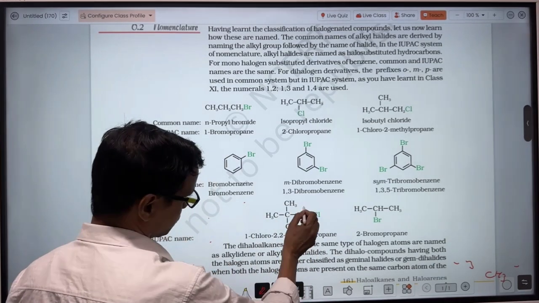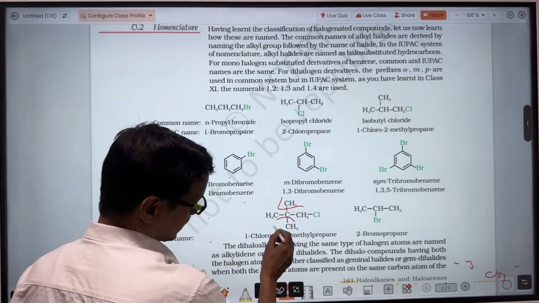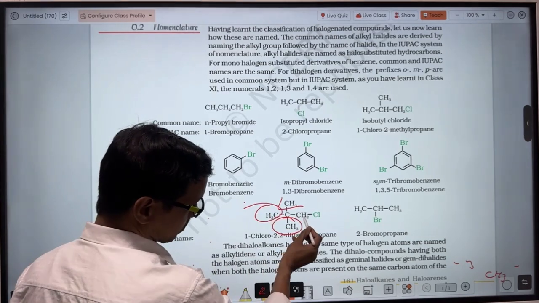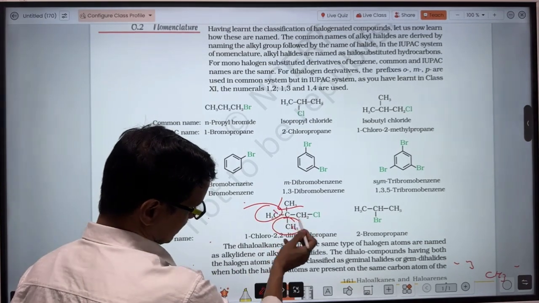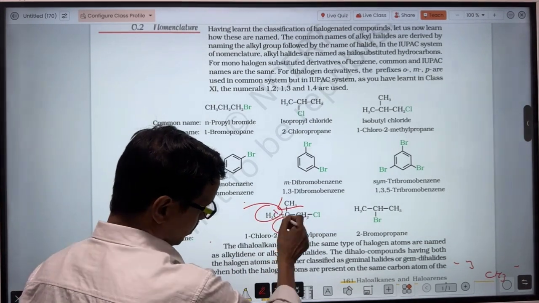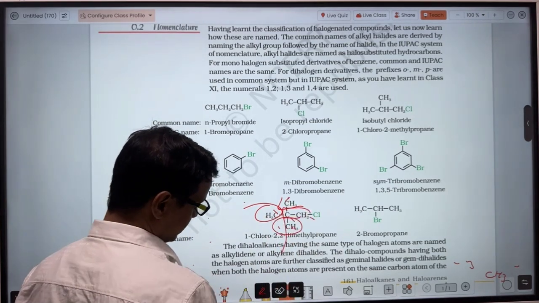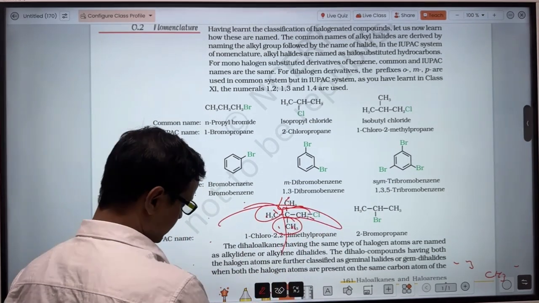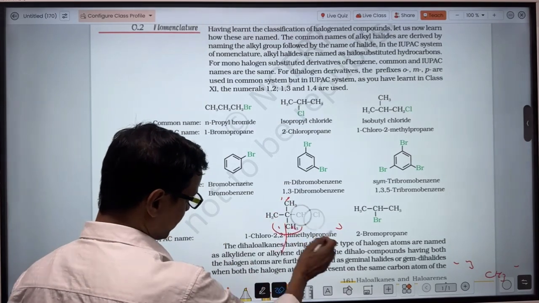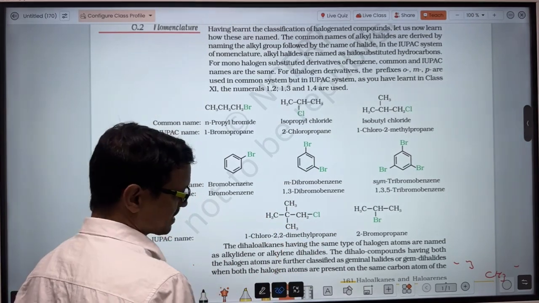That's why 1-chloro-2,2-dimethyl propane. Or you may say, if you check this one, then this methyl and this methyl, so 1-chloro-2,2-dimethyl and propane. Or if you come from this side, then also 1-chloro-2,2-dimethyl propane. So whichever side you go in this case, the IUPAC name will be the same.